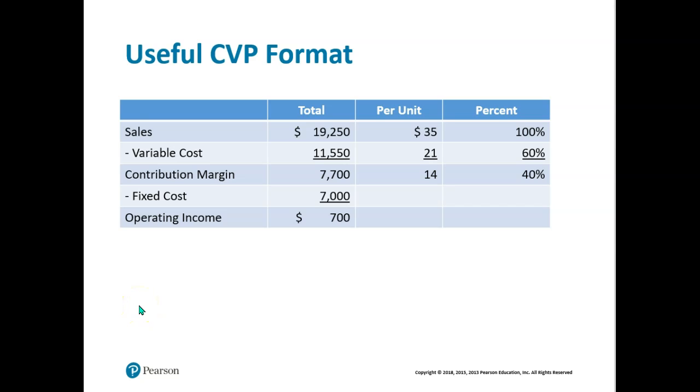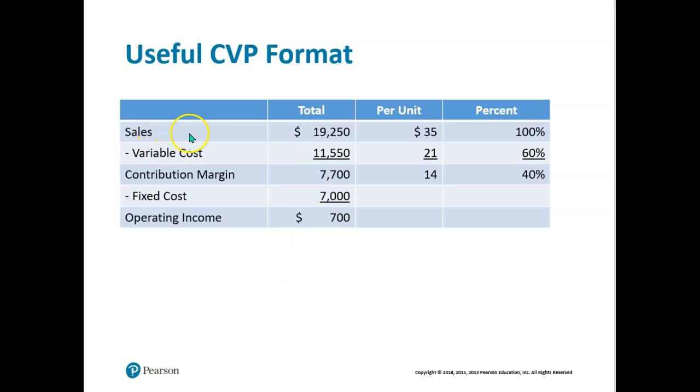Okay, now this is a really handy format that I'd like you to use whenever you've got CVP problems. Once you've got this structure down, if you're not given one of these values, you'll be able to figure it out based on what something else is. Not that that happens in exams or anything, but it might be a handy thing to know.